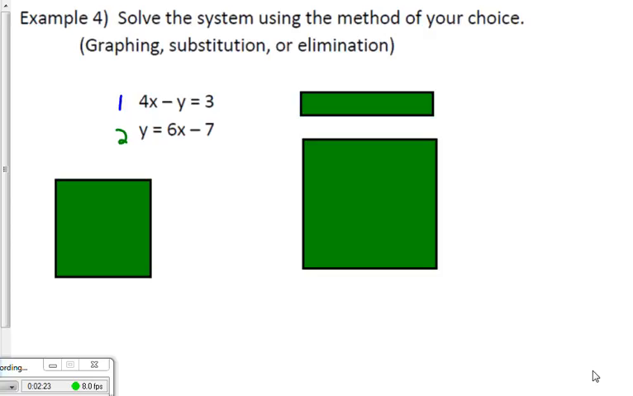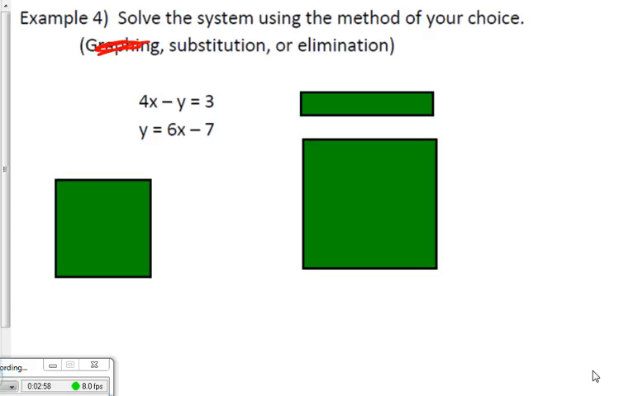So going back to our system, if we have 4x minus y equals 3, already we can see it's probably not so easy to graph because we don't have y equals mx plus b. So in this case, I would say don't graph, because that one is not an easy one to graph. We can cross that one out. We know we're not going to be using graphing. So we'll look at whether we want to use substitution or elimination.